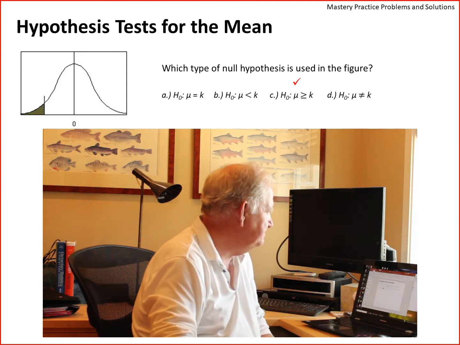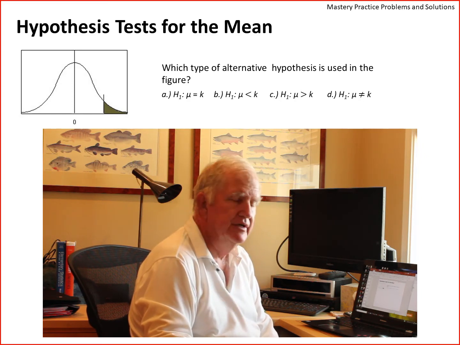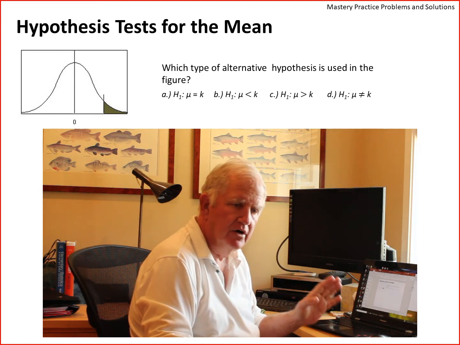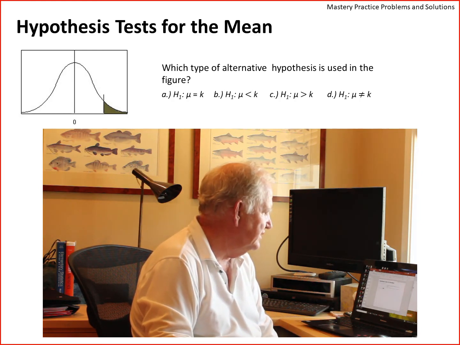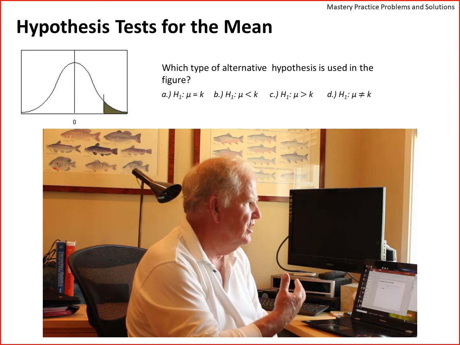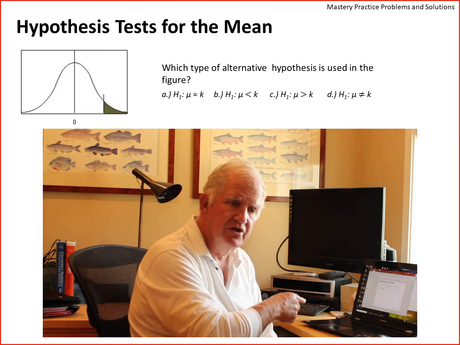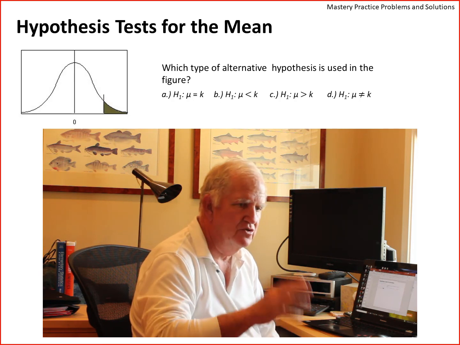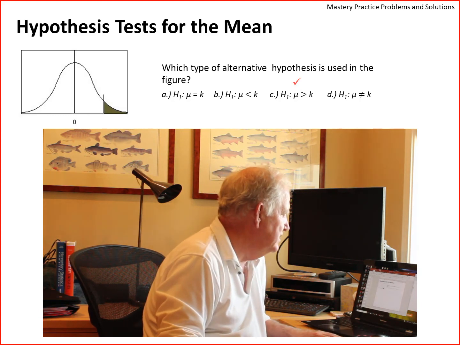Let's go to the last one. So this one switches up and says, which type of alternate hypothesis is used in the figure? So this should be fairly direct. This is clearly a right tail test. All that shows up is the critical area on the right side of the distribution shown. And so the alternate hypothesis must say mu is greater than K. If you were asked what the null hypothesis was here, the null hypothesis would be mu is less than or equal to K. But you're asked for the alternate hypothesis, and so the answer is C, mu is greater than K.